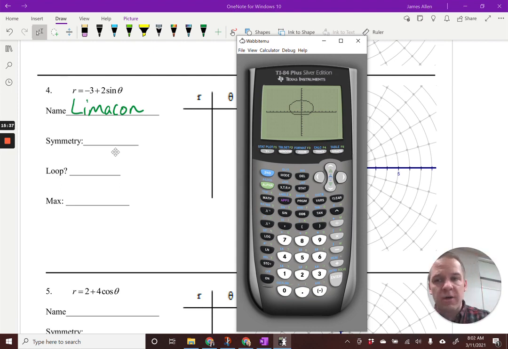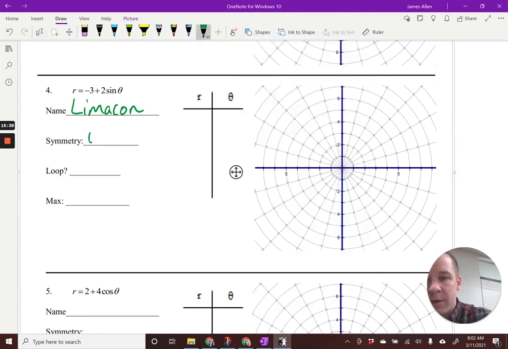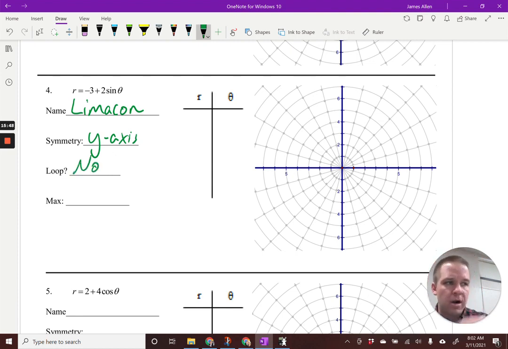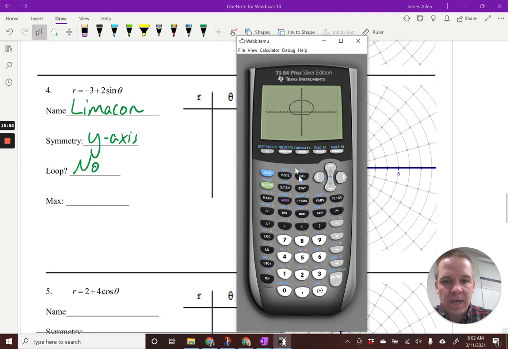So now, first off, we could say symmetry would be y-axis, right? We knew that just by the fact that it was sine theta, right? Loop, no loop, right? And then we'll deal with our max there in a sec here. We jot that down. We don't have to necessarily. So if I pop this up, get ourselves a table of values.